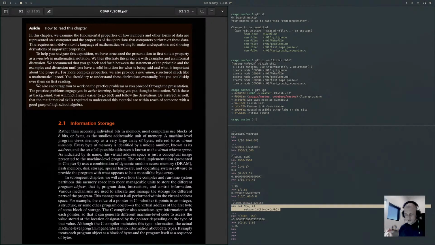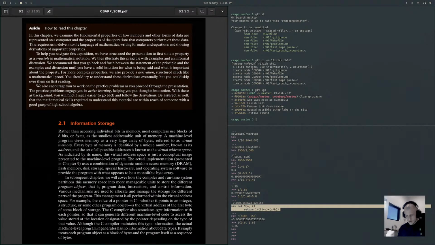As indicated by its name, this virtual address space is just a conceptual image presented to the machine-level program. The actual implementation, presented in Chapter 9, uses a combination of dynamic random access memory (DRAM), flash memory, disk storage, special hardware, and operating system software to provide the program with what appears to be a monolithic byte array. In subsequent chapters, we will cover how the compiler and runtime system partition this memory space into more manageable units to store the different program objects. That is, program data, instructions, and control information.